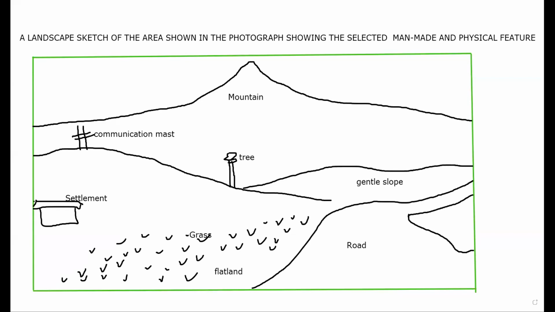To let you know, on this photograph we have the vegetation known as grass. On this landscape sketch, we have vegetation known as grass, and vegetation known as tree. So the word vegetation is a general term referring to the plant cover on the earth's surface.